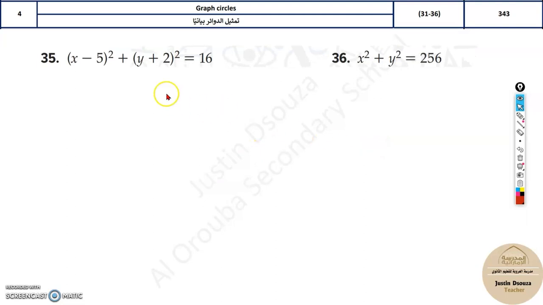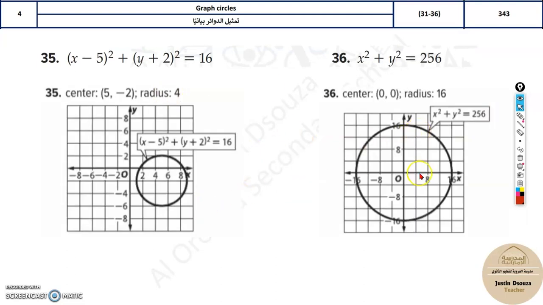Same way, please try to solve the other problems by yourself and then try to check the answers. There are other methods as well. You can do the regular graphing method, but this is easier and simpler. And since the options are given, I'm telling you the shortcut methods over here.